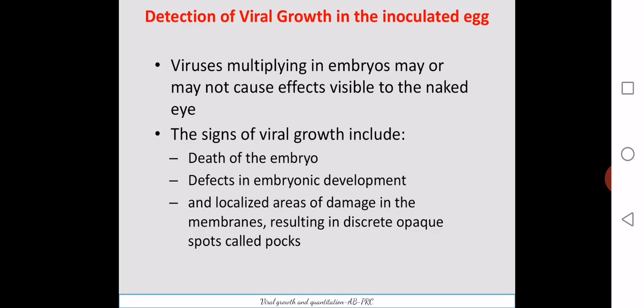Then how do we detect the growth in an inoculated egg? The virus multiplying in the embryos may or may not cause effects. Sometimes they produce some visible effects like pocks or some lesions. In other cases they may not produce such lesions. So the major signs of viral growth in an inoculated egg are: one, the death of the embryo, or a defect in the embryonic development, and otherwise a damage that is visible as a lesion or a pock. So these are the major symptoms by which we can detect a viral growth.